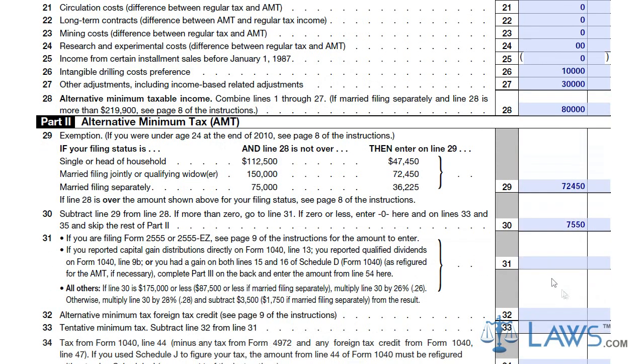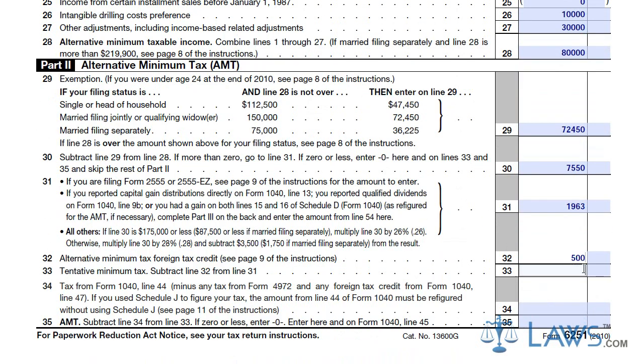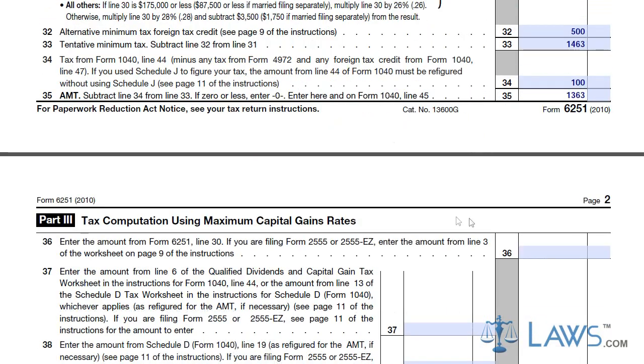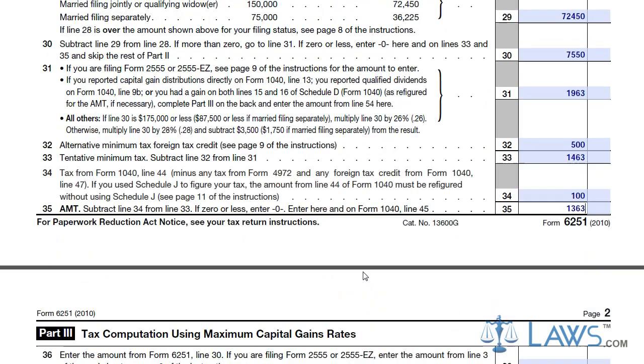Calculate your AMT amount by entering the appropriate amounts in lines 30 through 35. If you have capital gains during the tax year, you must further fill out Part 3 to calculate the AMT that will be applied to your capital gains. Enter your capital gains information on the appropriate lines in Part 3.